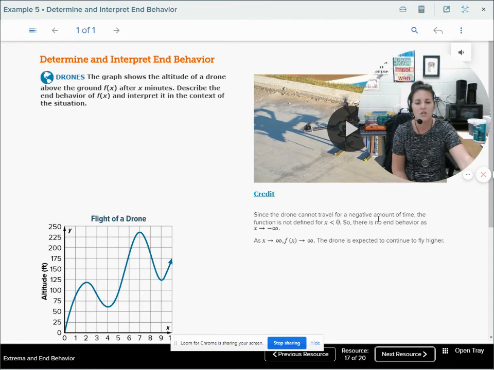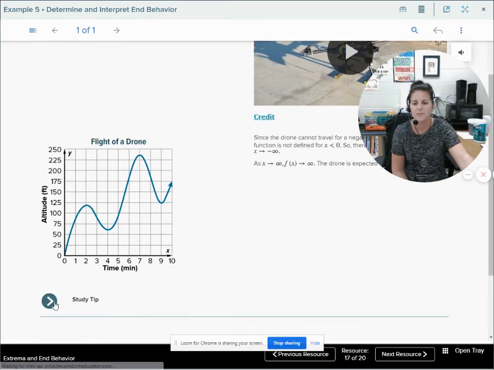So since the drone cannot travel for a negative amount of time, the function's not defined for values of x less than 0. And also there is no end behavior as x cannot approach the negative numbers. And as x approaches positive infinity, we can see that f of x is also approaching positive infinity because my drone is expected to continue flying higher.